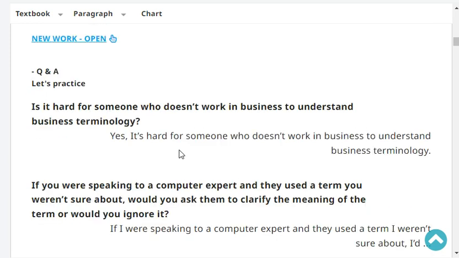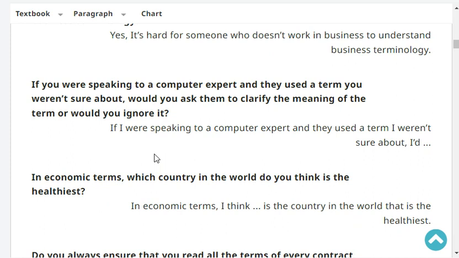Is it hard for someone who doesn't work in business to understand business terminology? Yes, it's hard for someone who doesn't work in business to understand business terminology. Very good.